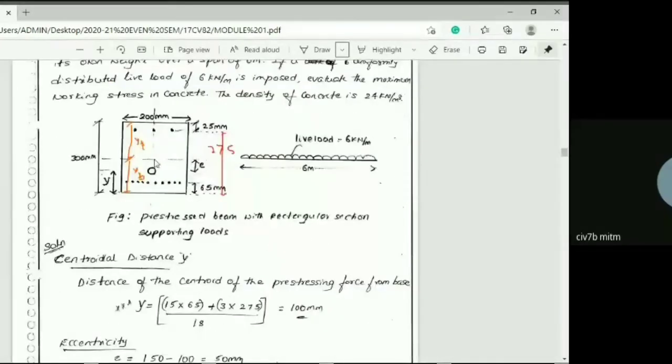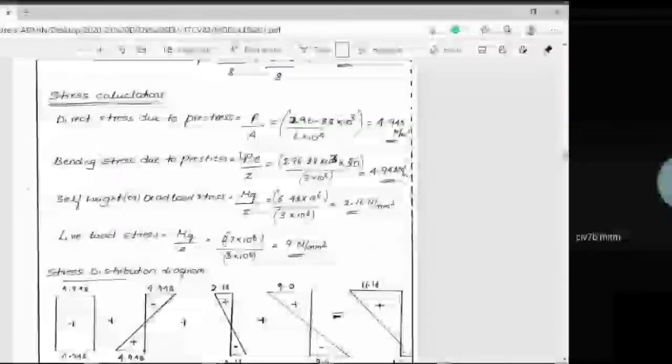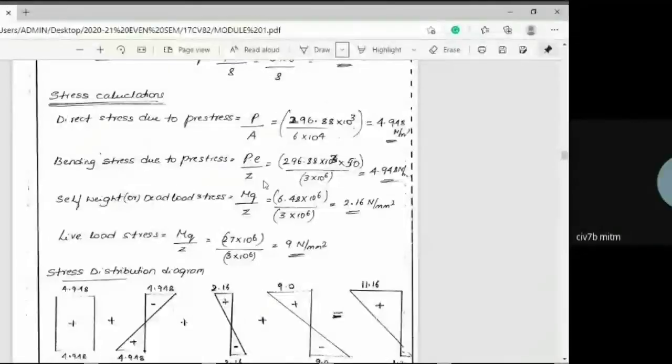Please check the answer. Next, since it is eccentrically pre-stressed, that means the cable is placed, or the pre-stressing force is induced, away from the centroidal axis, it is called eccentric pre-stressing. Hence, the bending stress formula is M by Z, or PE by Z. This is the moment that is created due to the pre-stressing force. Therefore, the pre-stressing force multiplied by the eccentricity of 50 millimeter, divided by Z in millimeter cube. So the answer will be 4.948 Newton per millimeter square. Please note this point.